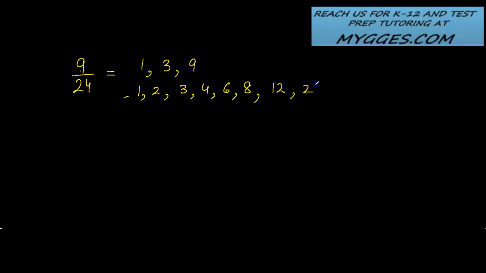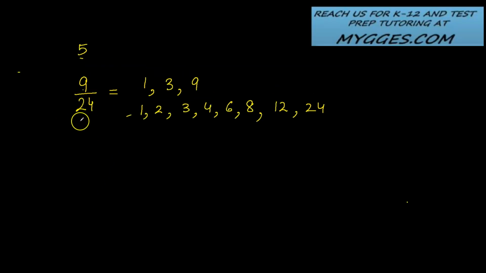Let's take the fraction 9 out of 24, or 9/24, and we write the factors of both numerator and denominator. The factors of 9 are 1, 3 and 9. And the factors of 24 are 1, 2, 3, 4, 6, 8, 12 and 24. The first step, as we have already done, is writing all the factors of numerator and denominator. The next step is to find the common factors of both numerator and denominator.